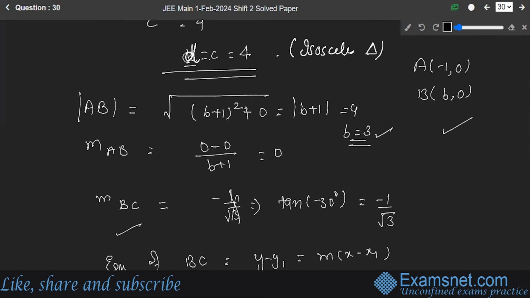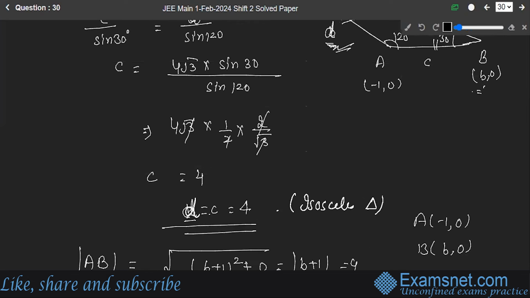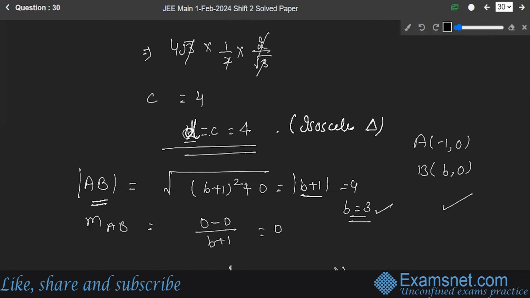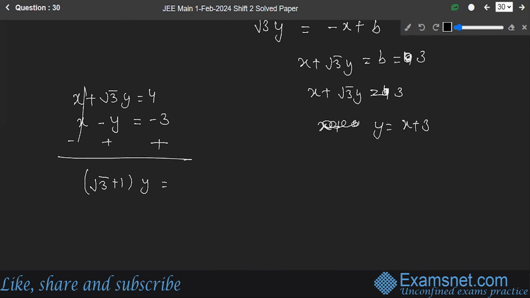Correct? Now I saw that ab is equal to b plus 1. Now this b represented this b. Now this is equal to 4. This gives me b is equal to 3. Small b is equal to 3. So now this equation becomes x plus root 3 y is equal to 3 and y is equal to x plus 3. Here was supposed to be 3. Hope you are clear with it.